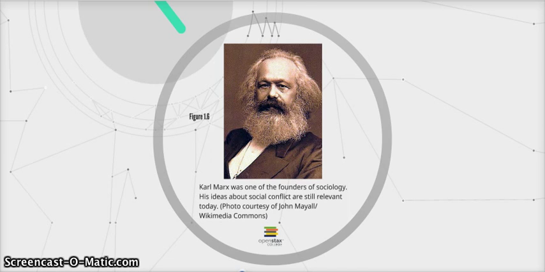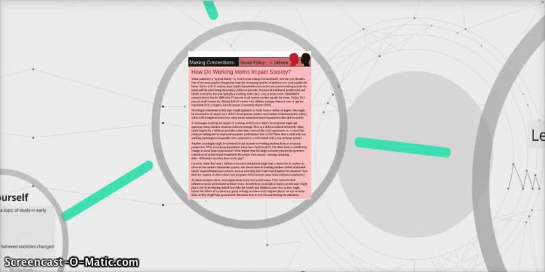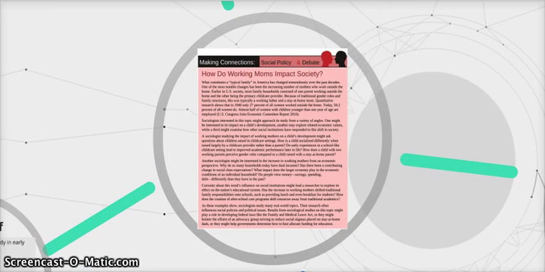Finally, we can get away from Karl Marx and take a look at our Making Connections box, and this one is on social policy and debate. How do working moms impact society? Quantitative research shows that in 1940, only 27% of all women worked outside the home. Today, 59.2% of all women do. Almost half of women with children younger than 1 year of age are employed.